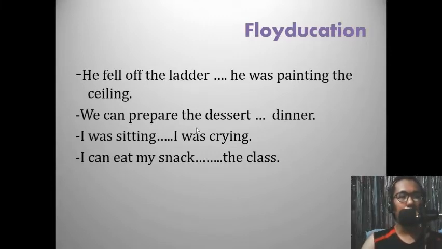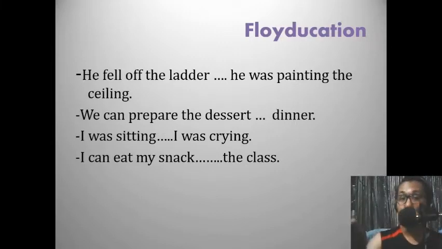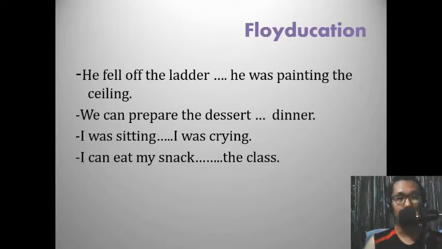We can prepare the dessert, blank, dinner. We're going to use during. I was sitting blank, I was crying. We're going to use while. And the last one: I can eat my snack, blank, the class. During. Again, how did I come up with those answers? Let's see. Again, this is just a short explanation.